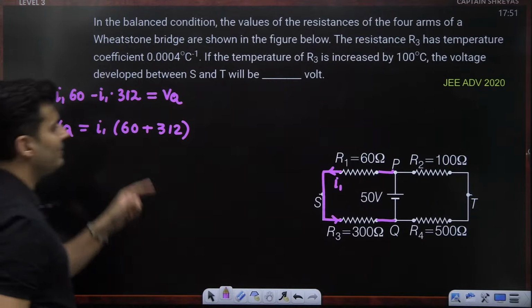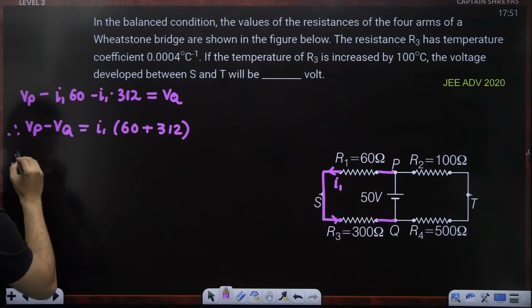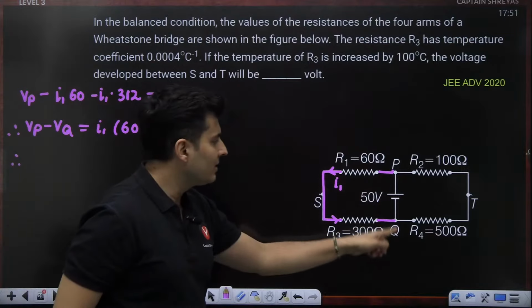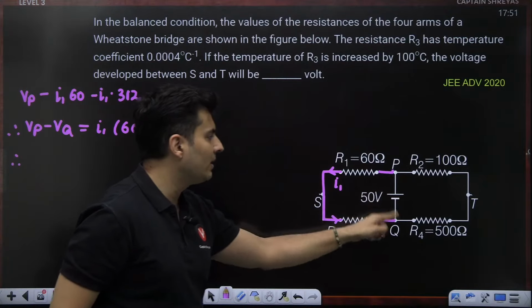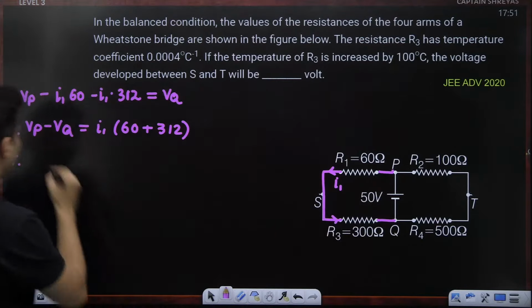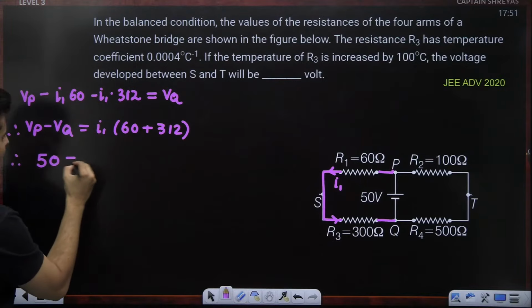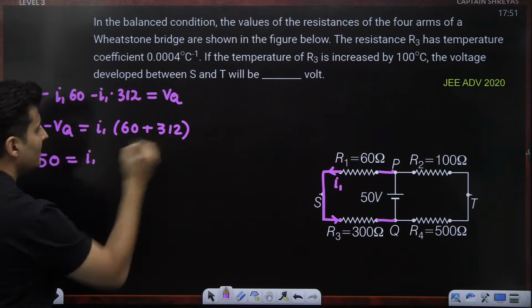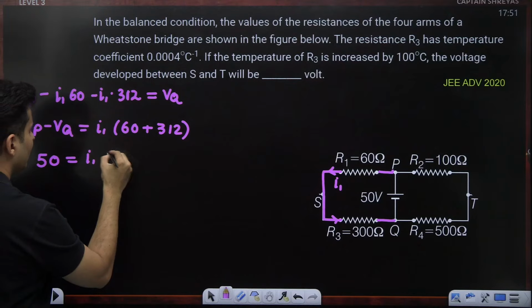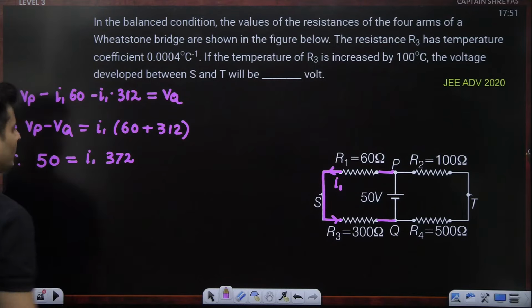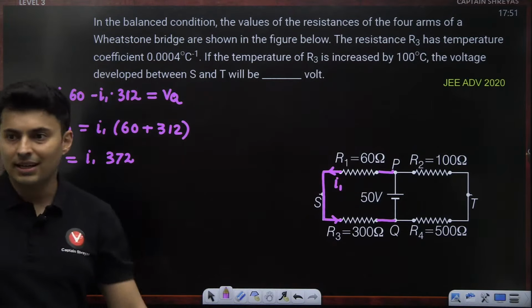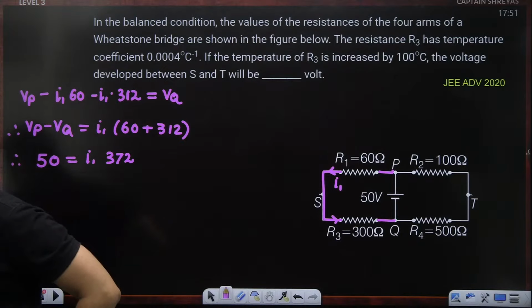What is Vp minus VQ? Just tell me quickly in the chat box. Vp minus VQ, it's the battery's voltage, high minus low, battery's EMF, which is exactly 50 volts. I1, I do not know. 60 plus 312, guys, that's 372. That's 372. Is that right? Everyone with me on this matter?